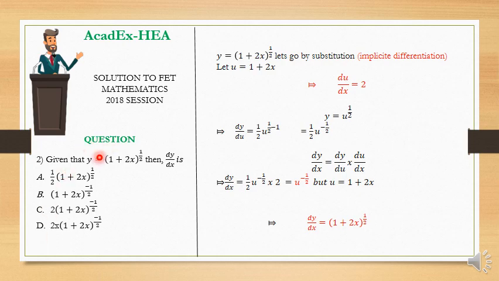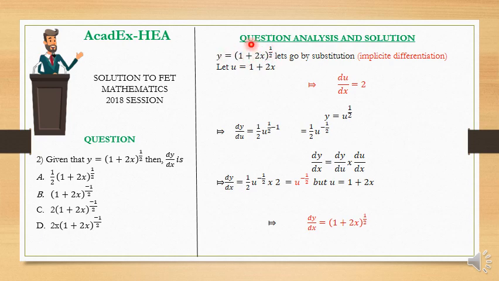Given that y is equal to 1 plus 2x raised to the power half, then dy dx is, we are looking for dy dx, meaning that we are going to differentiate this function y with respect to x, and then we are going to have our dy dx. Simple. And then this is how we are going to do it. Let's just analyze the question, and then we start solving. We have that y is equal to 1 plus 2x raised to the power of half.